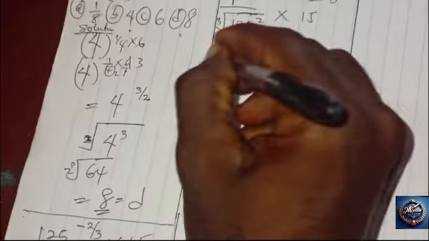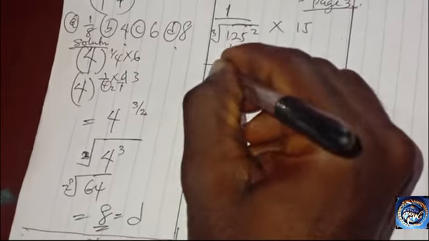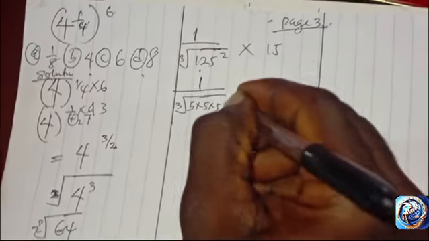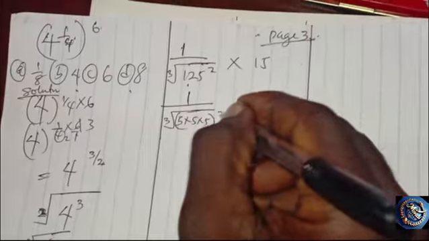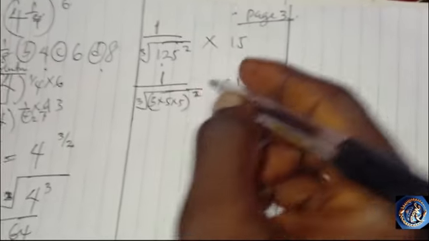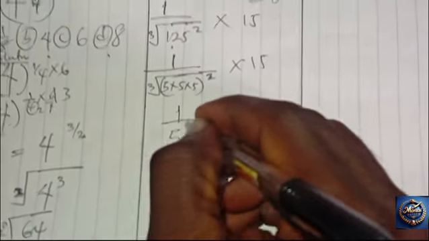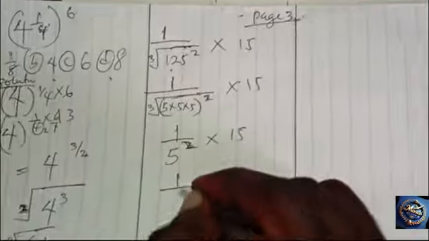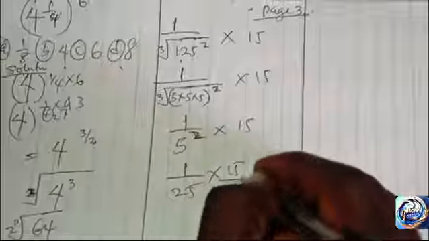So that's 1 all over the third root of 5 times 5 times 5. Don't forget the power that is here, so don't always forget that power, times 15. So the third root of 125 is 5. So I have 1 all over 5 squared times 15. So that will be 1 all over 25 times 15 all over 1.